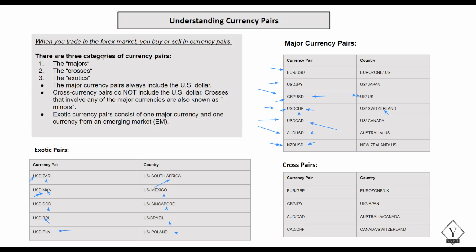Crosses that involve any of the major currencies are also known as minors, right? So here I suppose I was supposed to put slash minor pairs. So the cross pairs, some of them are also known as the minor, right? They also fall under this category here. I'm gonna explain now what is the difference between these three categories.